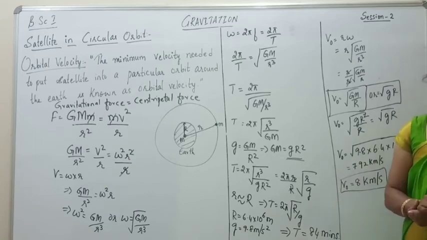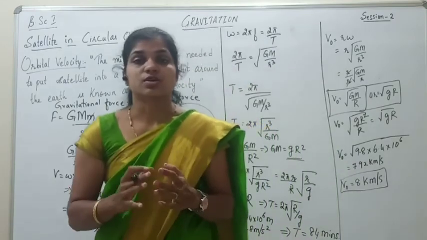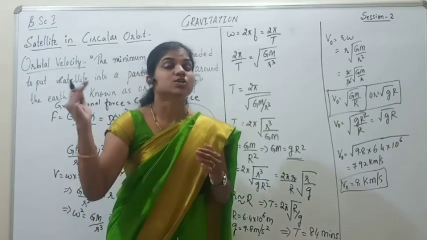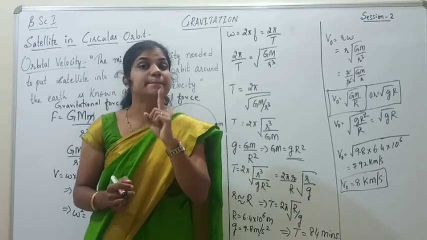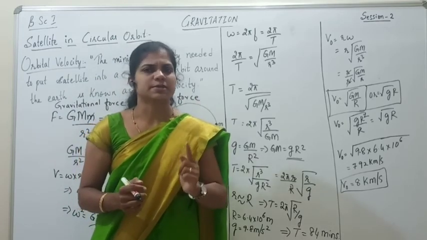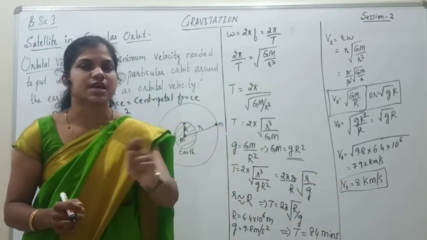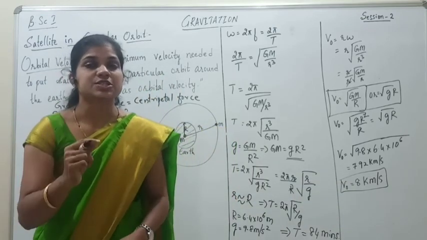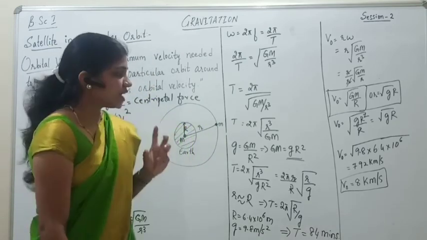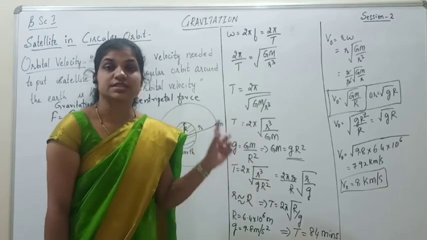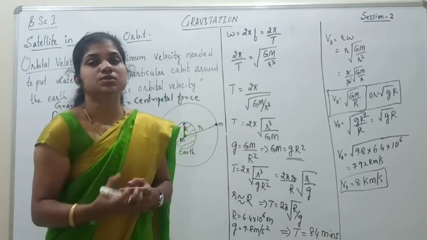So this is the value of orbital velocity, that is, the orbital velocity of the satellite to revolve around the Earth should be 8 kilometer per second. Please remember this, it is not per hour, it is per second. So it has to travel at such a speed that it travels 8 kilometer in 1 second. If it does not travel at this speed, then it tends to fall down due to the gravitational pull of the Earth.